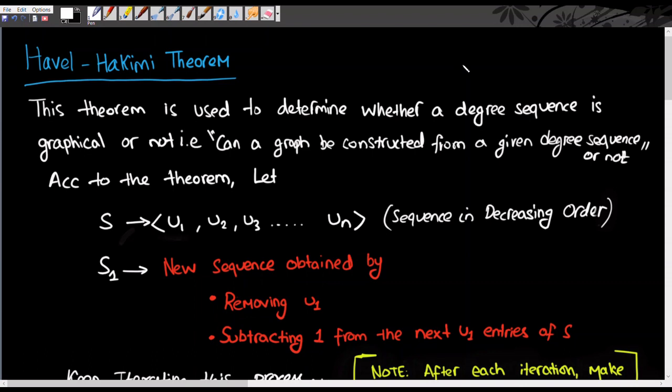Everyone, welcome to a new video in the Graphs and Networks tutorial. In this video we'll be discussing the Havel-Hakimi theorem. This theorem is used to determine whether a degree sequence is graphical or not. That is, can a graph be constructed from a given degree sequence or not.